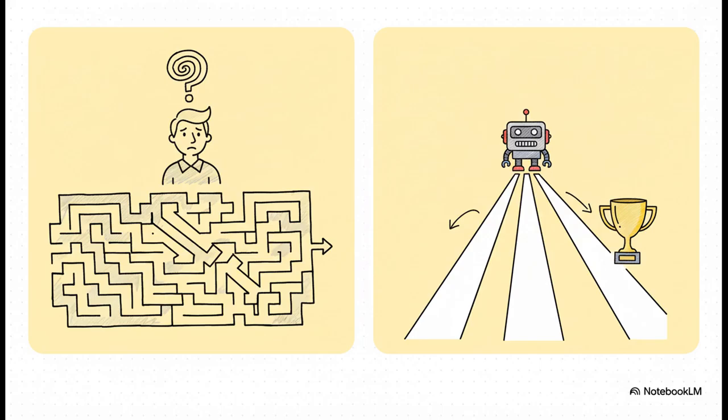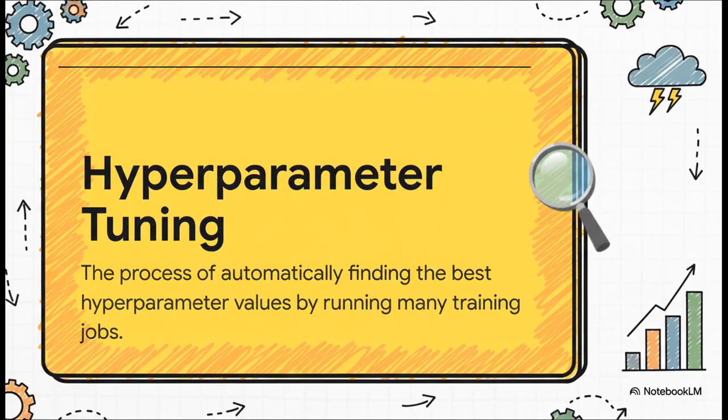Automated tuning, though, it completely changes the game. It's like hiring a super intelligent robot to systematically test every possible combination for you. What's so amazing about this is you're essentially unleashing an army of mini data scientists to do the work for you. Instead of you babysitting one experiment, SageMaker can spin up hundreds, even thousands of them all at once. Each one is testing a slightly different recipe, all competing to find that one golden combination.